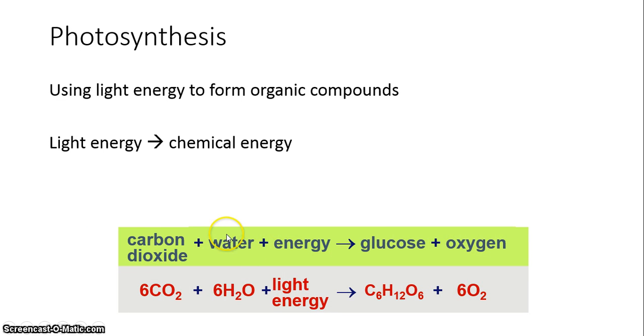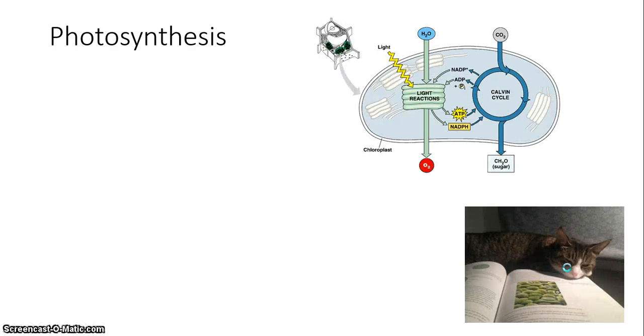So if we look here, you have carbon dioxide and water reacting with energy, right? Light energy is required to form glucose and oxygen. And here's your balanced equation. So overall, again, you have water going in here, oxygen coming out, carbon dioxide goes in here, and your sugar or glucose is going to come out.